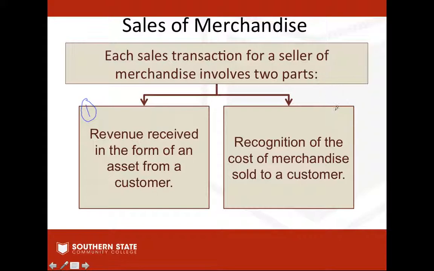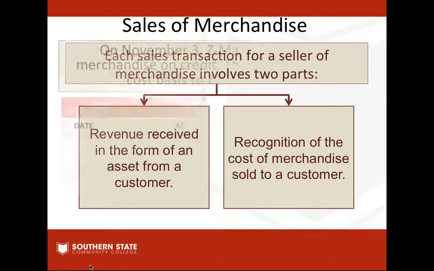The second entry we have to make is basically recognizing the cost of what we've bought, or what we've made, that cost of the inventory. So that involves a debit to cost of goods sold and a credit to the inventory account. Every time we sell a product, we have to make both of those entries. So we'll review that real quick.